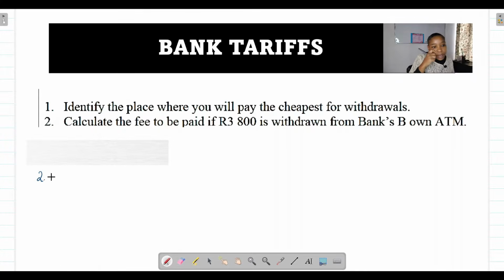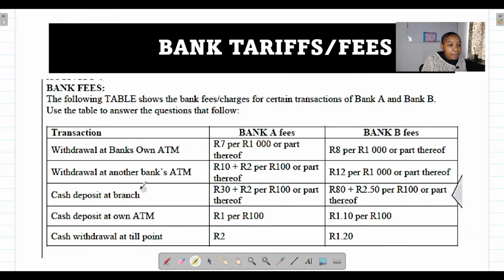Number 2, calculate the fee to be paid if 3,800 is withdrawn. So in this case, you're withdrawing 3,800 from Bank B's own ATM. So we need to go to Bank B. So if you withdraw at own ATM, because that's what they said, and we are focusing on Bank B, we need to basically calculate how much you'll pay. So we are told that it's 8 Rand per 1,000 or part thereof.